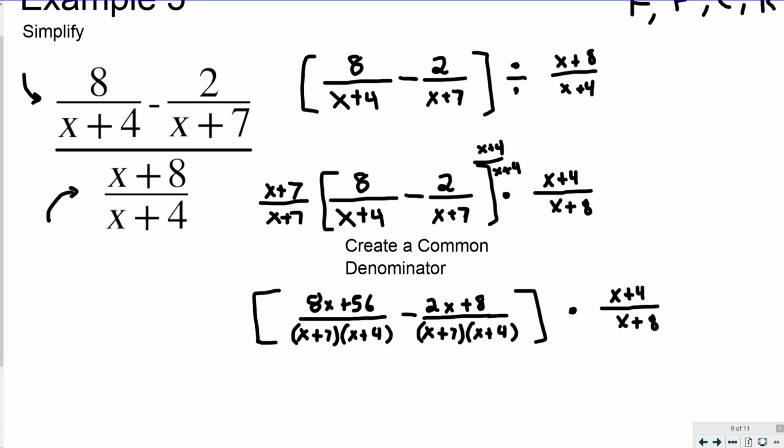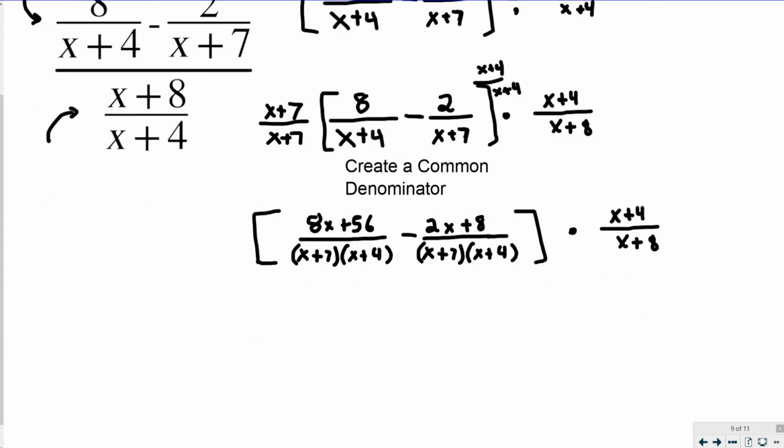So we have a lot going on here. The next thing that we're going to do is combine like terms. So on the top we get 8x take away 2x, so we get 6x on the top. And then 56 take away 8 is 49.